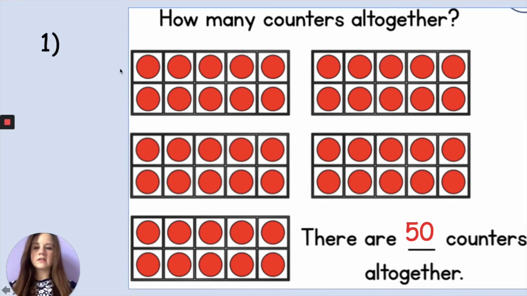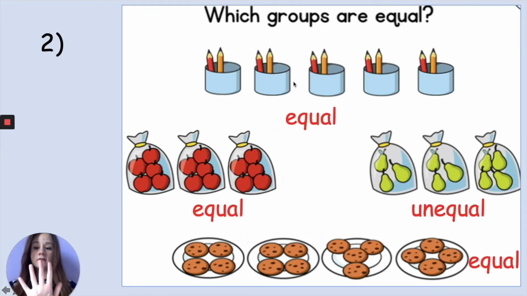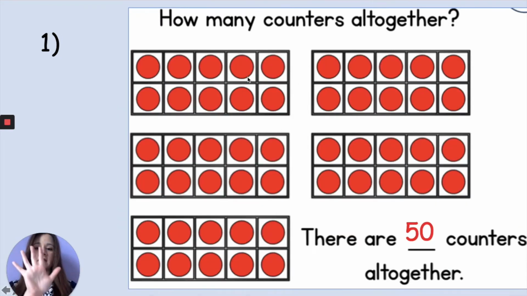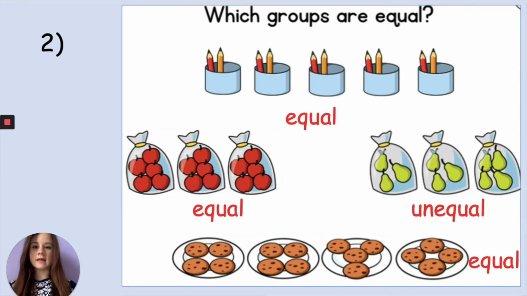So we've got 5 full tens frames, so that means that we can count in tens. And we're going to count up to 50. 10, 20, 30, 40, 50. There are 50 counters altogether.